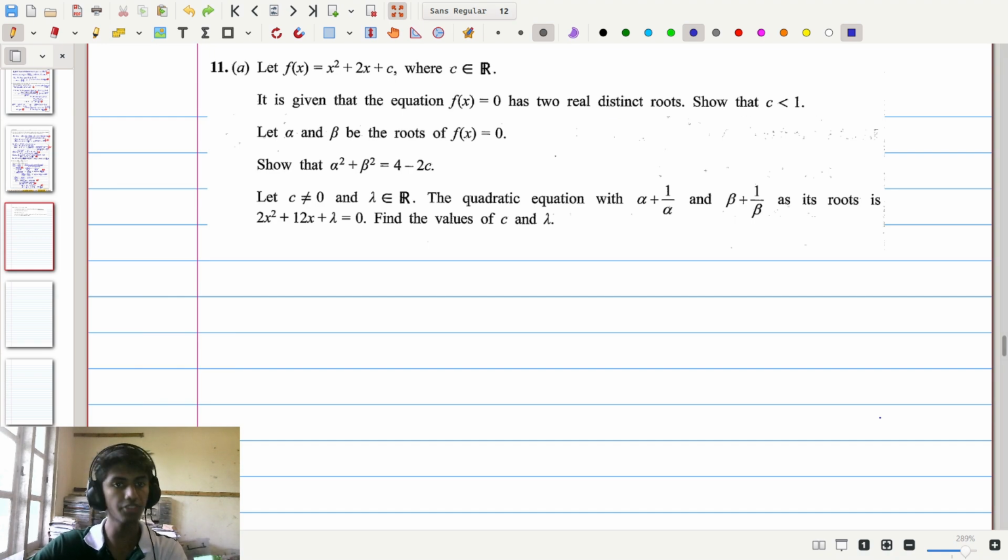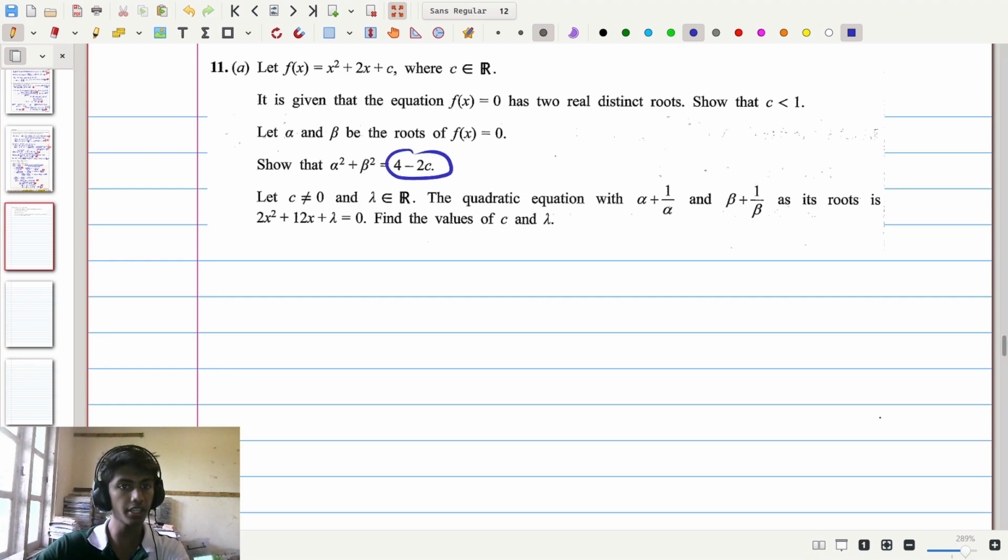After this, it says, let alpha and beta be the roots of f(x) equals 0. What this means is that if you take alpha and substitute it into f(x), f of alpha is going to be equal to 0. And similarly, if you take beta, f of beta is also going to be equal to 0. But alpha and beta are not equal to each other since the two real roots are distinct. Given this, we are asked to show that alpha squared plus beta squared is equal to 4 minus 2c.